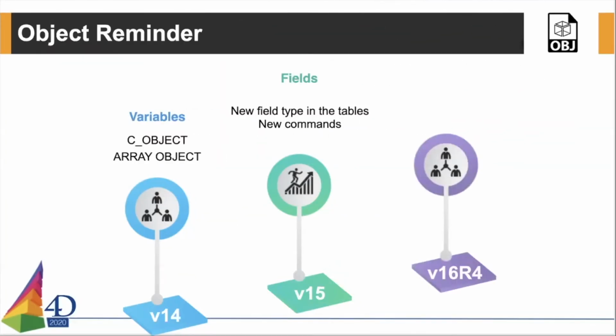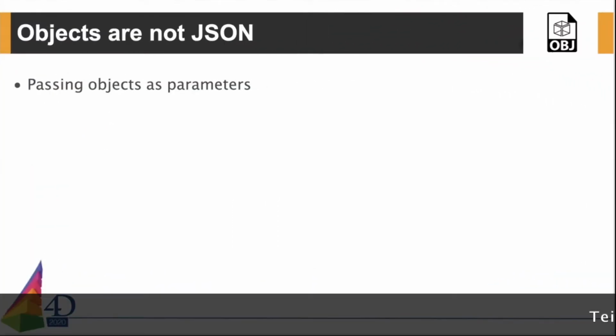With 4D version 16R4, the 4D language has been drastically enhanced to make the usage of objects much more comfortable, with the support of object notation: fast, flexible, efficient, and now elegant with the dot and square bracket notation. Objects can be passed to a method.